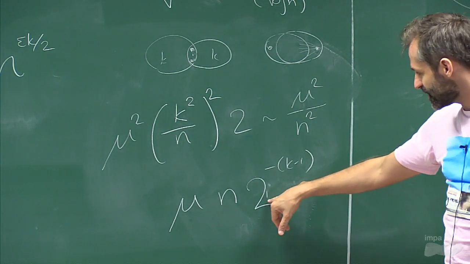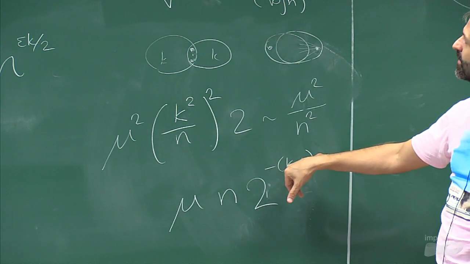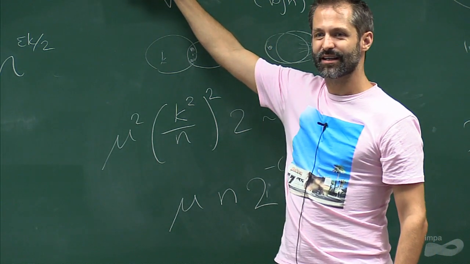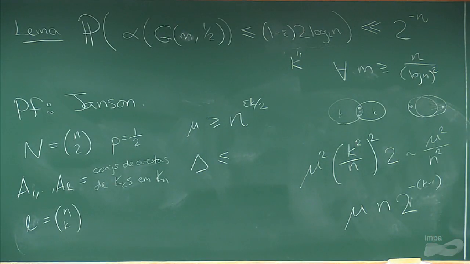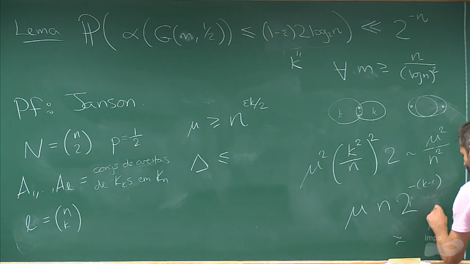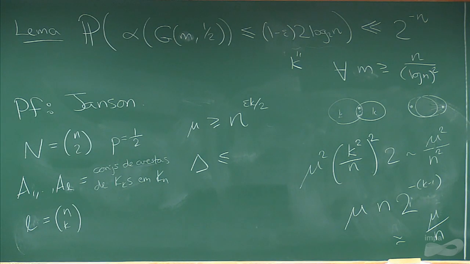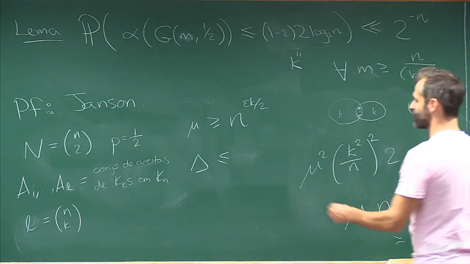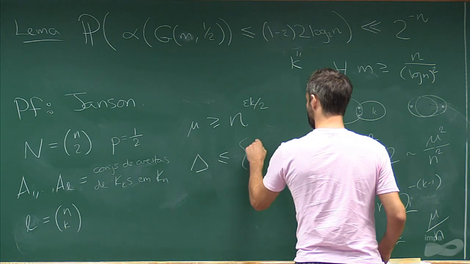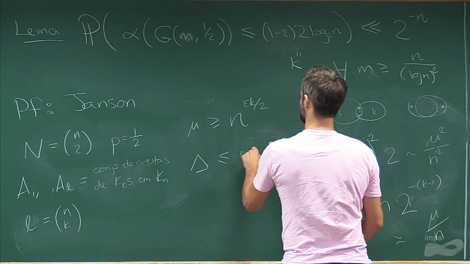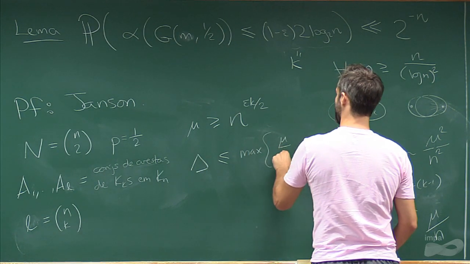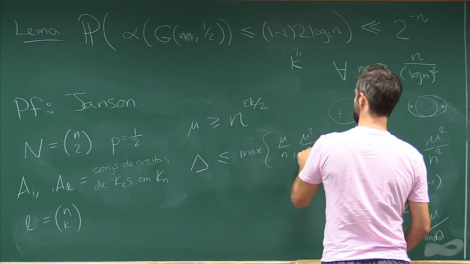And so what's the point? 2 to the minus k is what? It's like 1 over n squared. 1 over n to the 2 minus epsilon. So this is like mu over n. So delta is basically either mu over n, so the max of mu over n and mu squared over n squared.